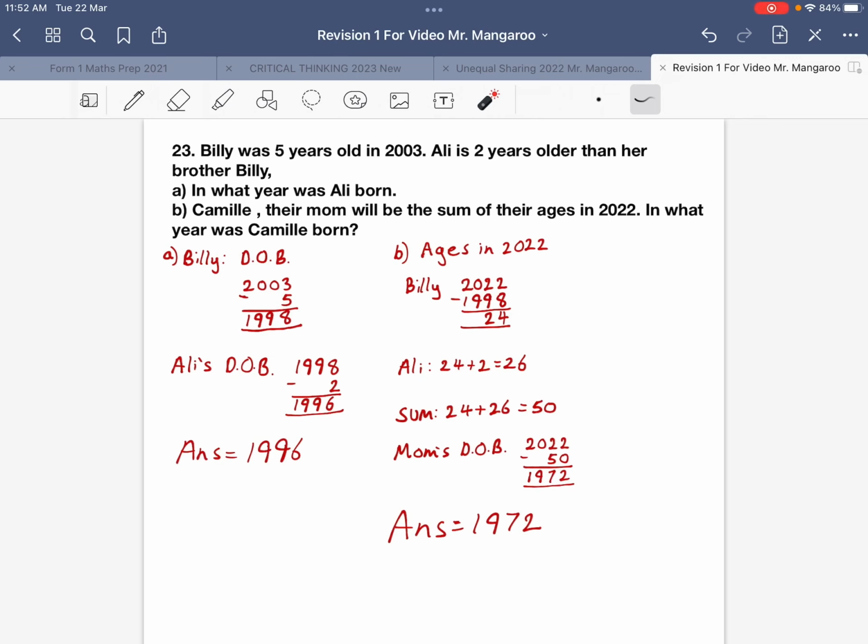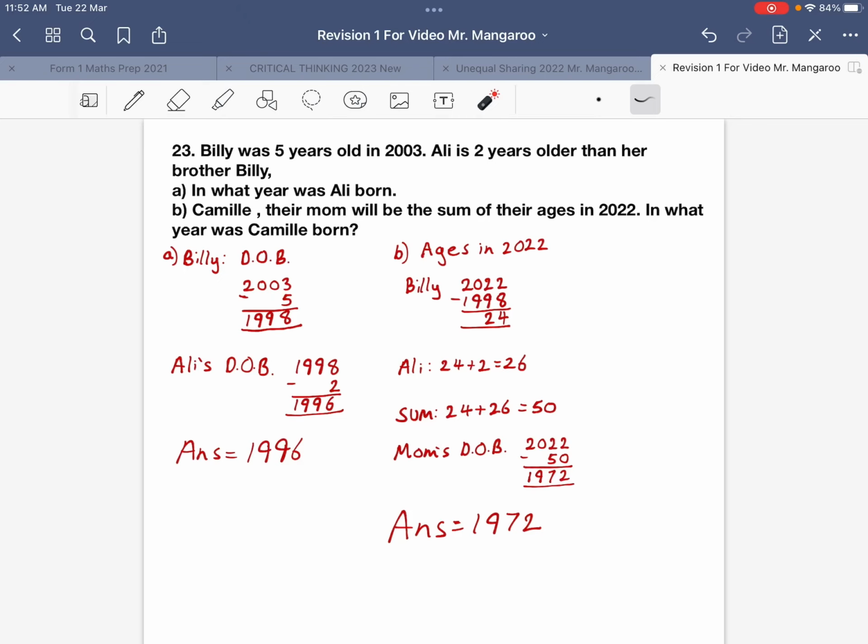23. Billy was 5 years old in 2003. Ali is 2 years older than her brother Billy. In what year was Ali born? So one thing we know is that Ali would be born 2 years before Billy, since she's 2 years older than Billy.